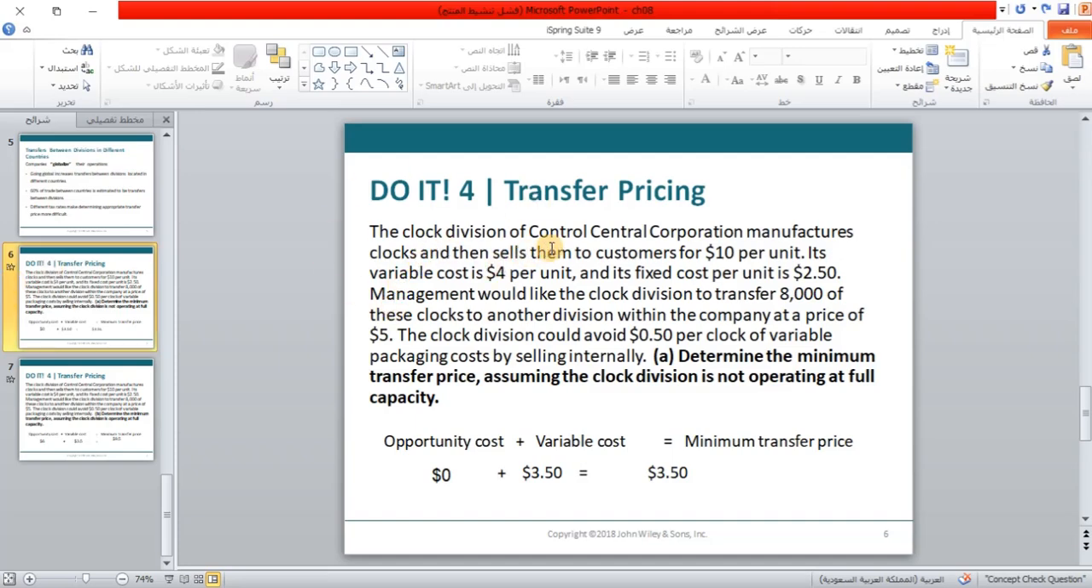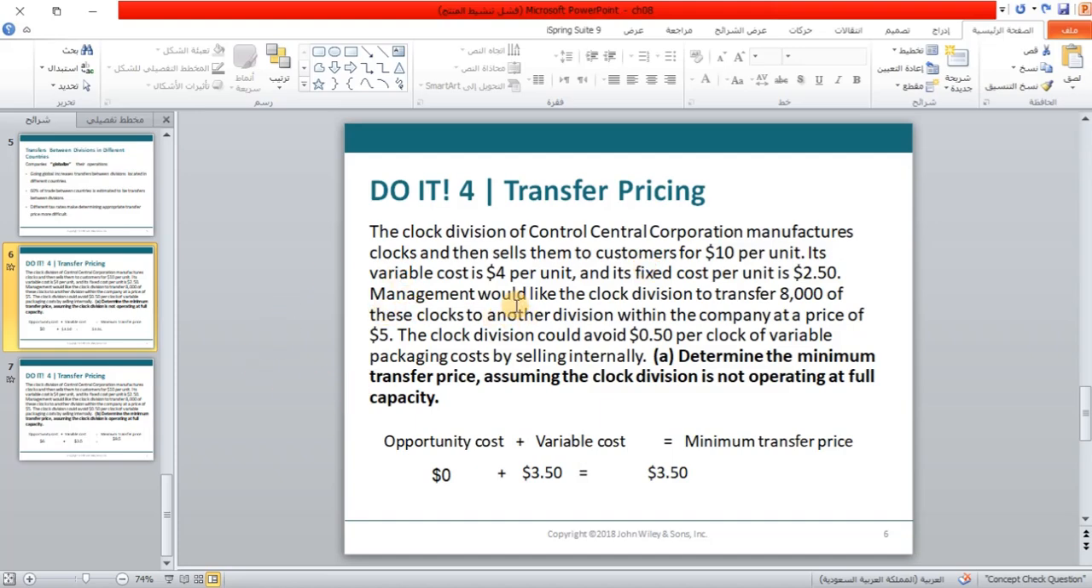The clock division of Control Corporation manufactures clocks and then sells them to customers for $10 per unit. This is to outside customers. Its variable cost is $4 per unit and its fixed cost per unit is $2.50. This is the current situation, selling to outside customers.